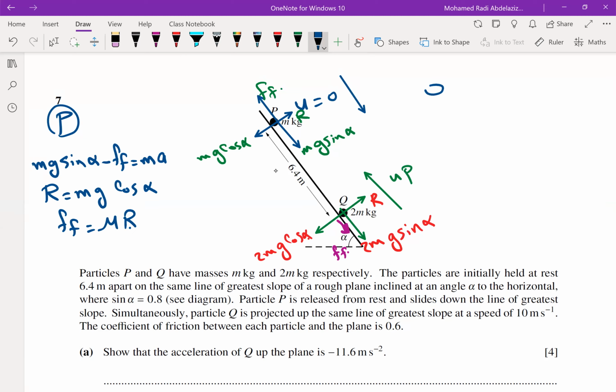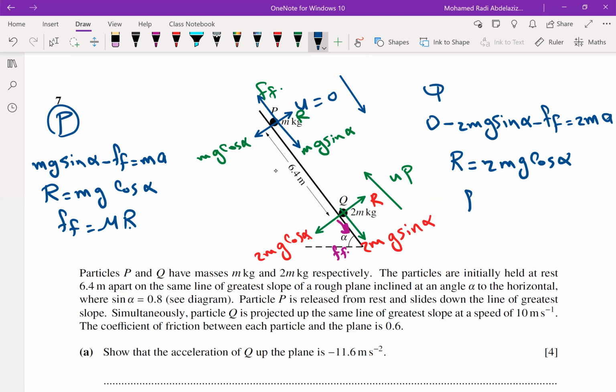In the same way, particle Q. Particle Q moves up. There is no pushing force acting up, so the particle moves up because of inertia. So 0 minus 2mg sine alpha minus frictional force equals ma, which is 2m times a. Don't forget the mass of this particle is 2m. The second equation: R is equal to mg cosine alpha. Third equation: frictional force is equal to mu R. So you can find the acceleration of each.